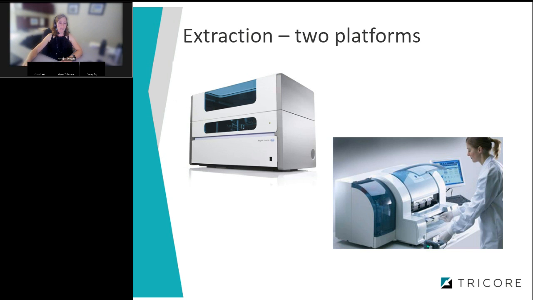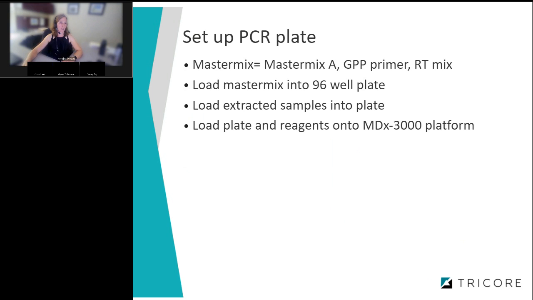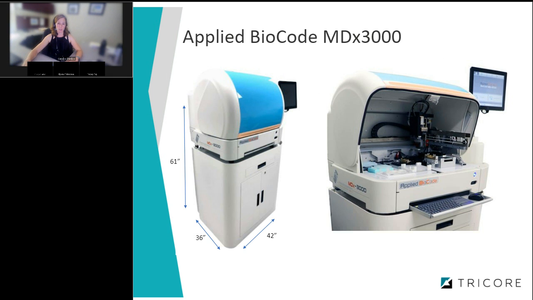We've more recently begun to use the MagNA Pure 96 from Roche. This allows extraction of up to 96 samples simultaneously, and it takes around 50 minutes to perform that extraction. Once your extraction has been completed, you set up your PCR plate. The master mix that this platform uses is just 3 components, so it's fairly easy to set up: Master Mix A, the GPP primer mix, and an RT mix. You load the master mix into a 96-well plate, and then you load your extracted samples into that plate. And then you load the plate and reagents and other supplies onto the MDX 3000 platform.